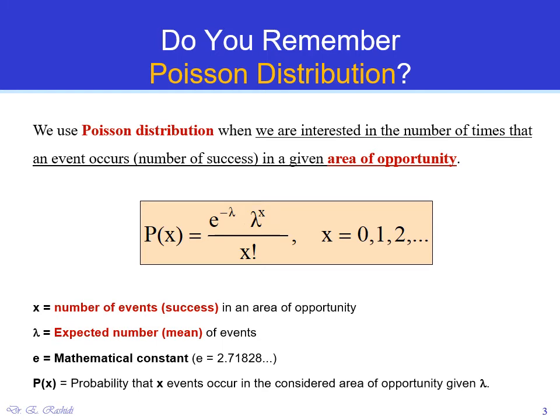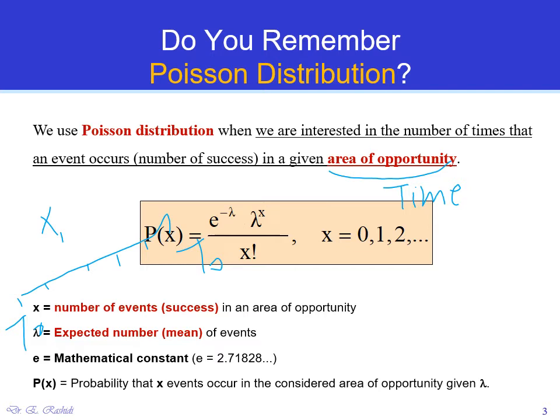The reason we are reviewing this is because Poisson distribution and exponential distribution are related. If you consider the area of opportunity to be time, then Poisson distribution is the number of events that happen during a period of time. So for example, if this is the time, t0 to t1, x1 could happen here, x2 could happen here, x3 could happen here, and so on. So Poisson distribution is the number of events that happen in this period of time.